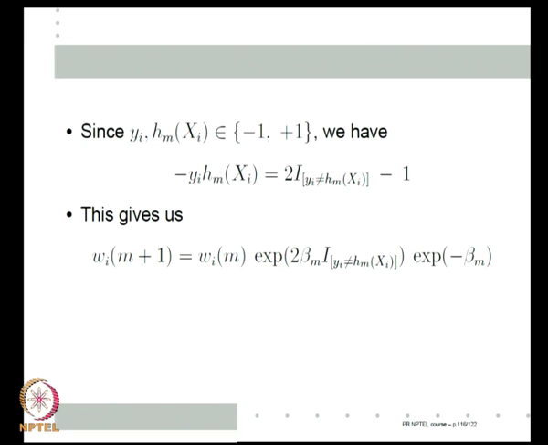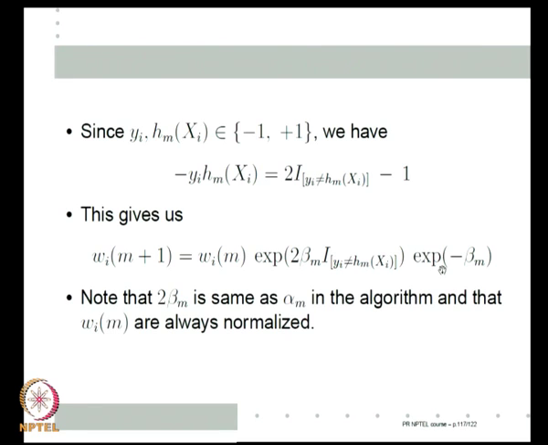In the AdaBoost case, we first do w_i'^(m+1) is w_i^m into exponential 2 beta m, which is same as alpha m, into indicator yi not equal to hm xi, and then normalize it. Because I am normalizing, if I am multiplying all weights with a constant that does not depend on i, that will get taken away by normalization. So, this weight update is exactly same as the weight update that is used in AdaBoost, because 2 beta m is same as alpha m, and the w m are always normalized.